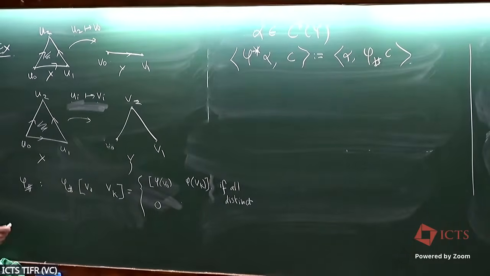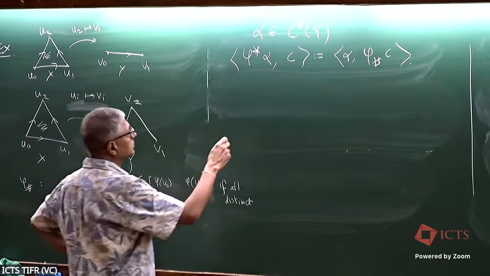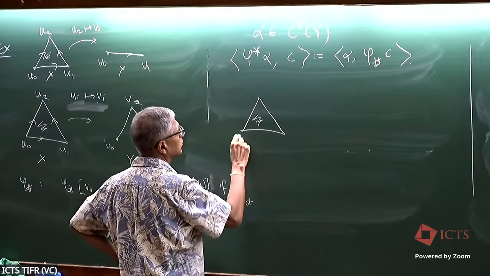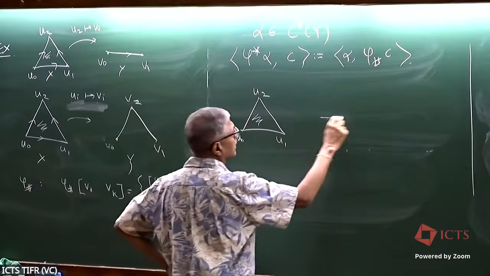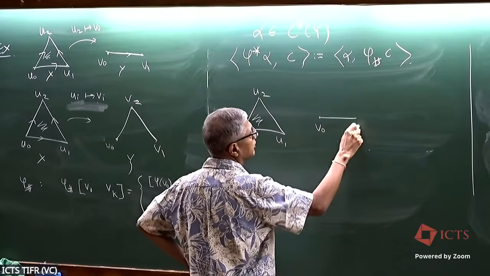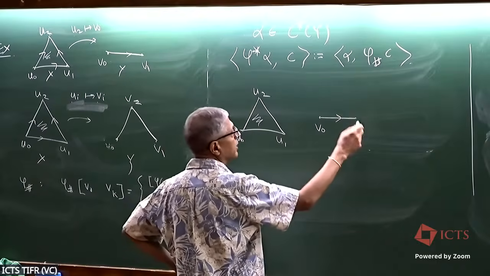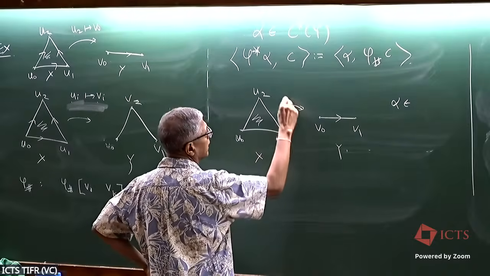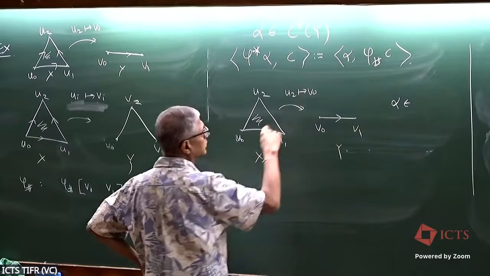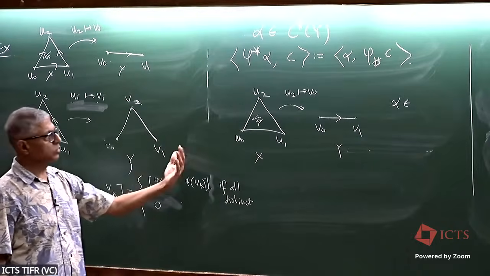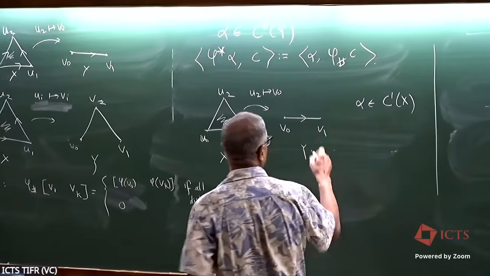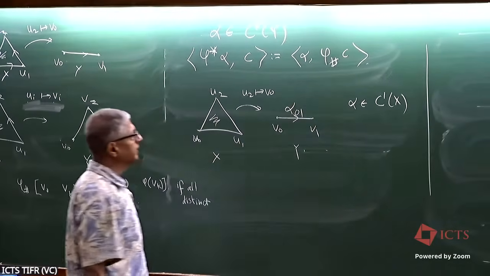Let's do an example on this map, which was actually a valid one. So let's take U0, U1, U2, and V0, V1. This is our Y, this is our X, and U2 goes to V0, U0 goes to V0, U1 goes to V1. You take a one-cochain here, let's say it takes the value alpha of 0, 1.